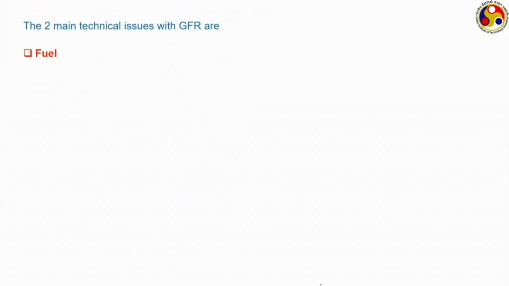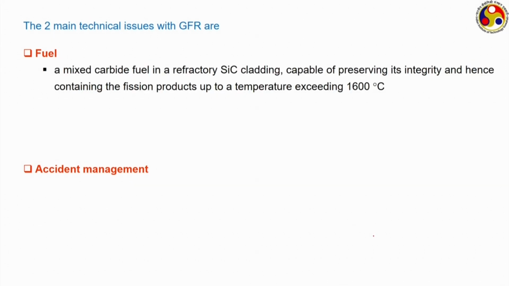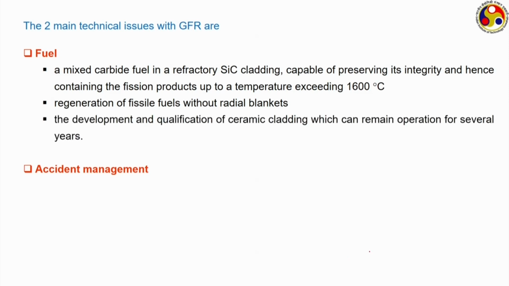There are two main technical issues with GFR, one with the fuel and the other is accident management. Related to fuel, we need to find a proper mixed carbide fuel, which will be put in a silicon carbide cladding, and that should be capable of sustaining up to 1600 degrees Celsius without any buckling, so that the fission products can be maintained. Other is the regeneration of fissile fuels without any kind of radial blankets. And finally is the development and qualification of ceramic cladding, which can remain operational for several years, which is not possible with the present day material science knowledge.